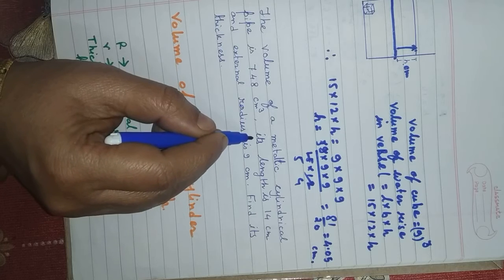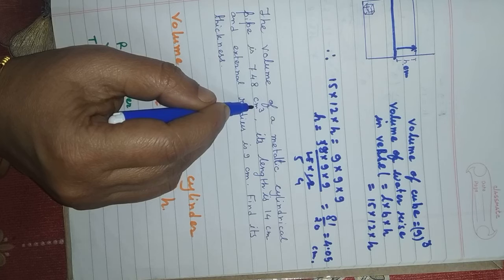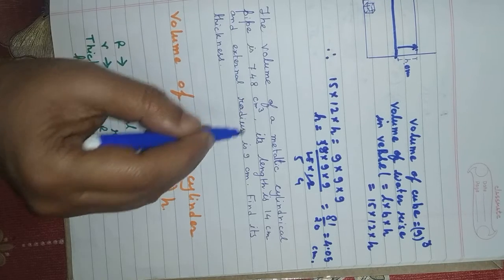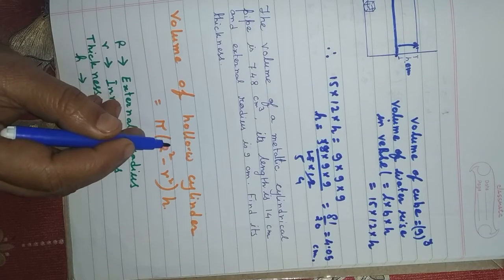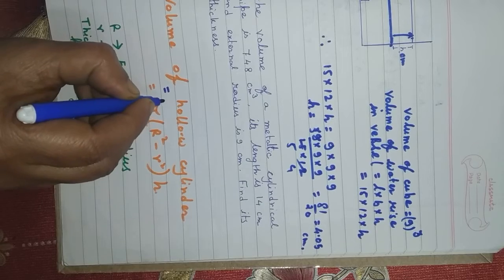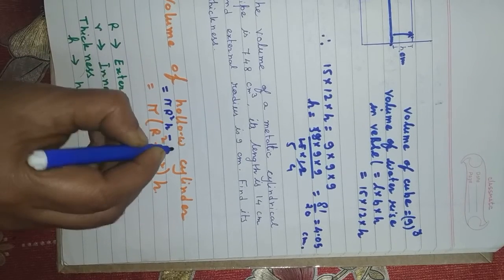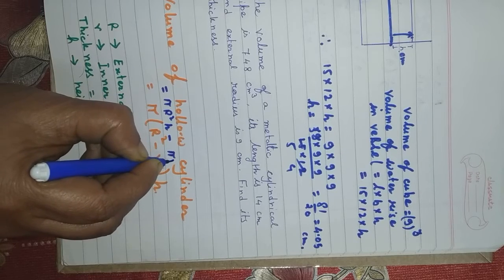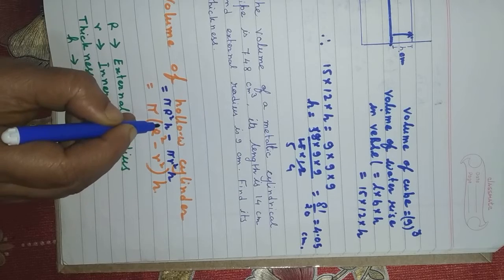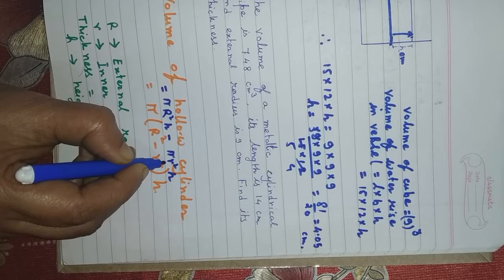Now, since it is a pipe, cylindrical pipe, that means it is a hollow cylinder. Now, what is the volume of a hollow cylinder? Volume of a hollow cylinder is equal to volume of the external cylinder minus volume of the inner cylinder. So pi capital R square h minus pi small r square h. Capital R is the external radius, small r is the internal radius.